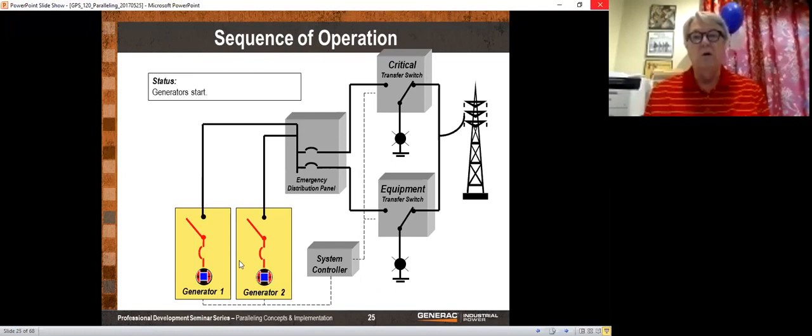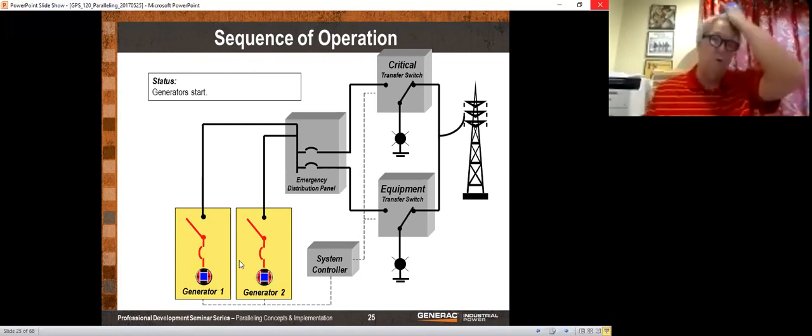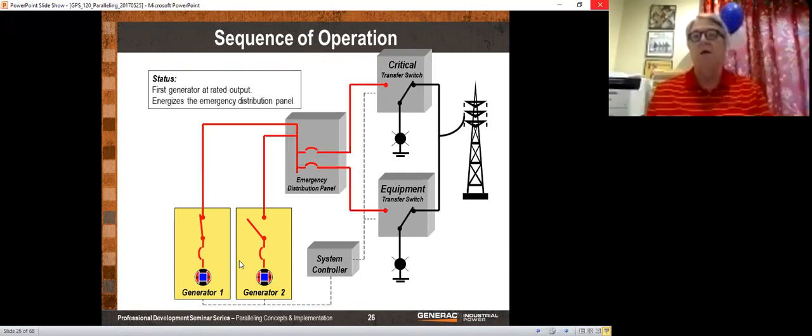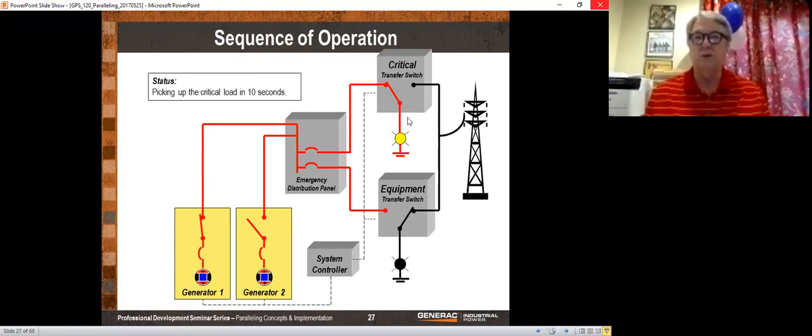So there they go. Now the first generator that comes up to speed and is at the right voltage and the right frequency goes ahead and closes its contactor. The second generator has not yet closed. So we only have half of the generation available, and in our example here, we're going to assume that that is not enough power to operate both our critical load and our equipment load. So we're only going to close the critical transfer switch.